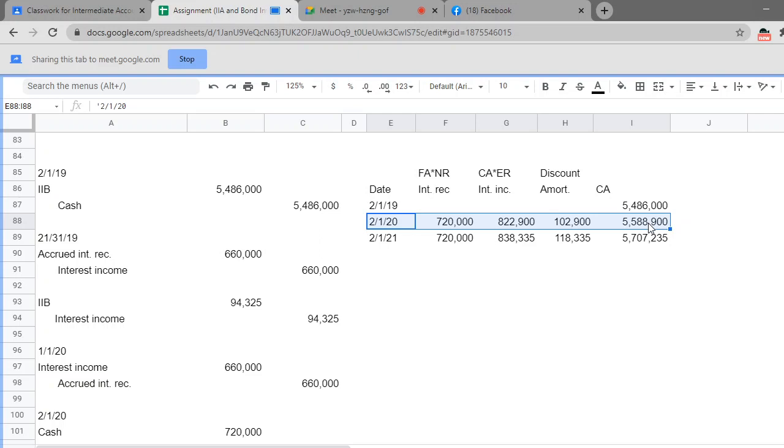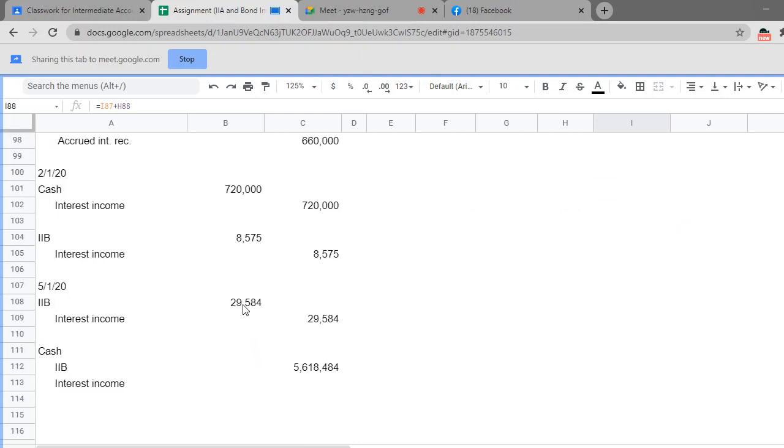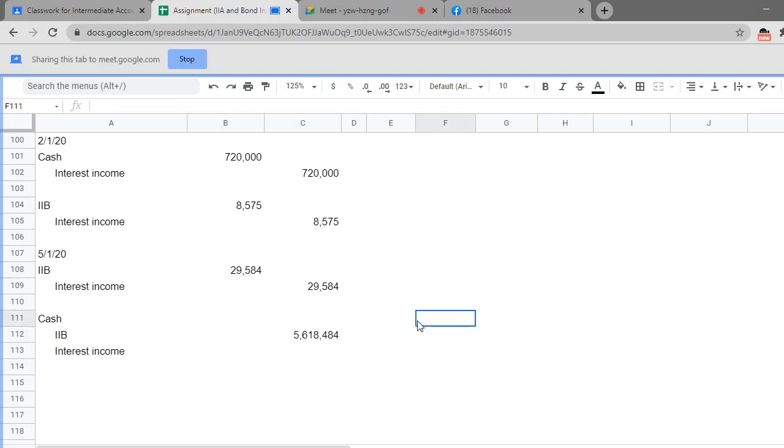Kaning 5,588,900. Mao na siya ang latest as of May 1, 2020. And then i-add ang kadtong imuhang gi-update nga amortization. So that is your carrying amount.